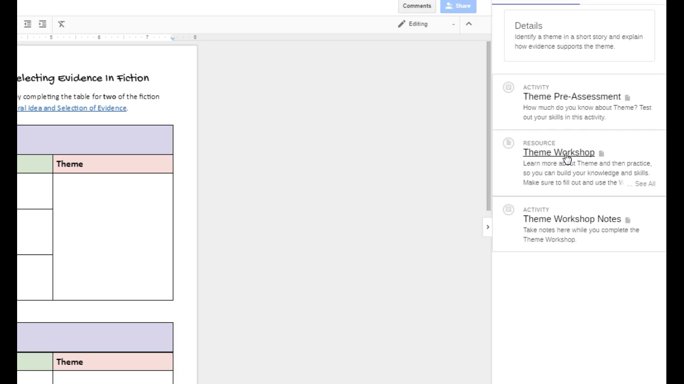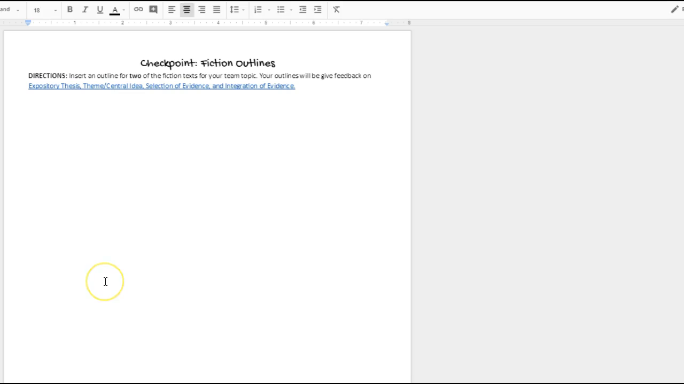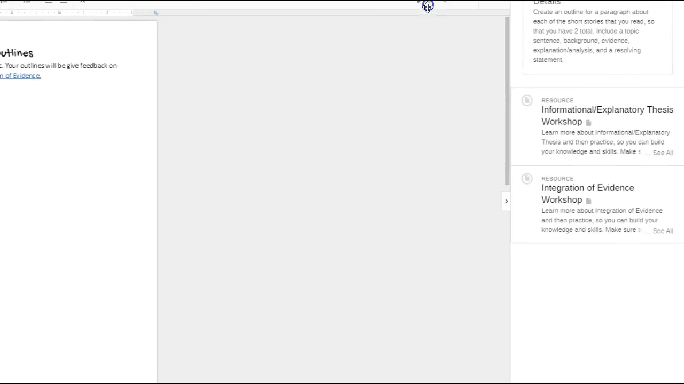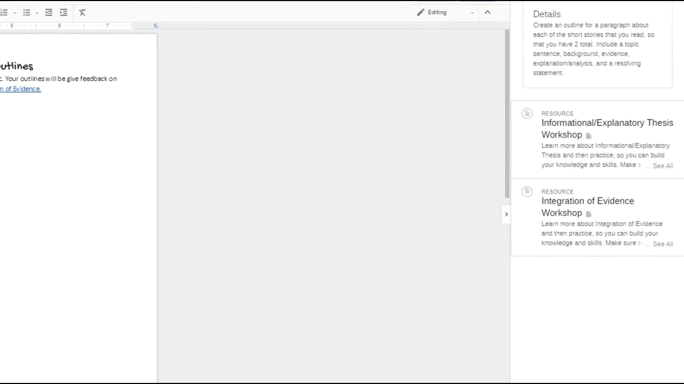Workshops usually mean PowerPoints. The next thing to submit is an outline. You're going to find in Summit there is a lot of outlines before you submit a final essay. And if you're having trouble with this, again, go over here to the right-hand side and look at the resources.